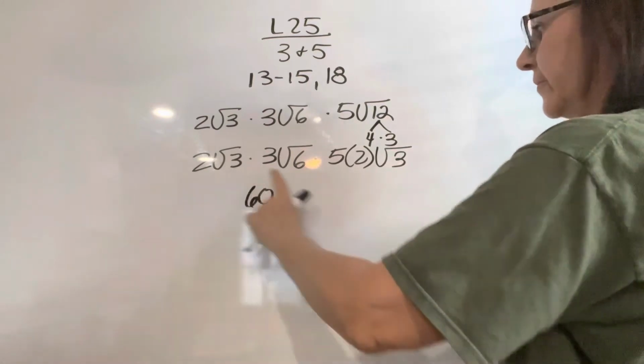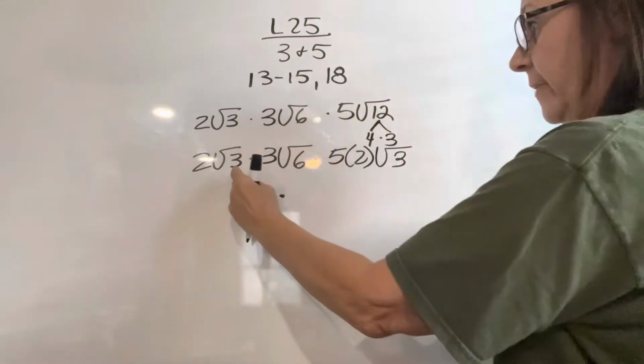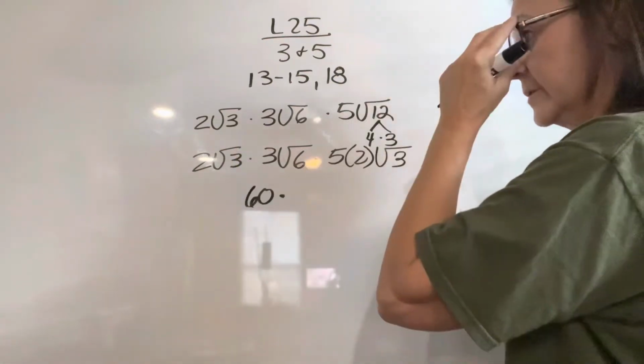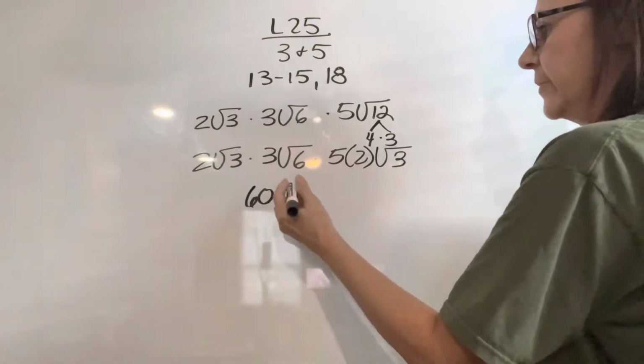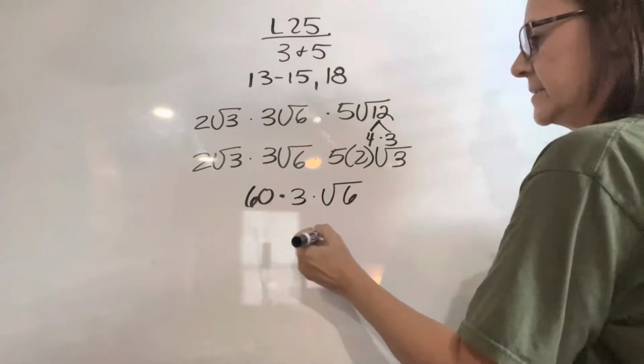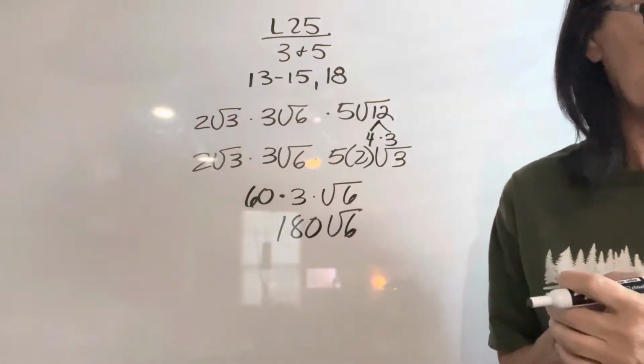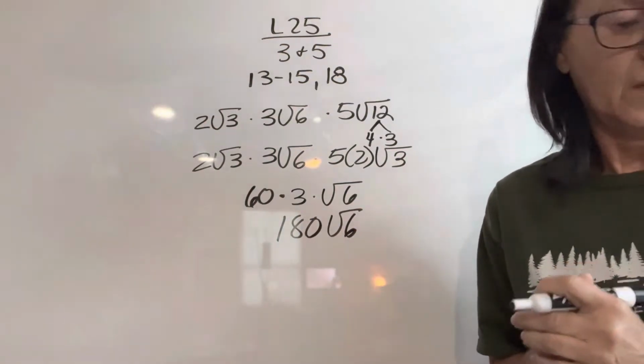I'm going to multiply the square root of 3 times the square root of 3 because any radical times itself is just the number under the radical as long as it's a square root. All right, so square root of 3 times square root of 3 is 3 times square root 6. So that's 180 square root 6. All right, look at 14.